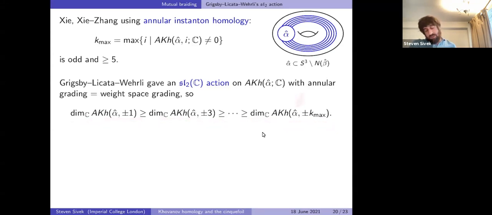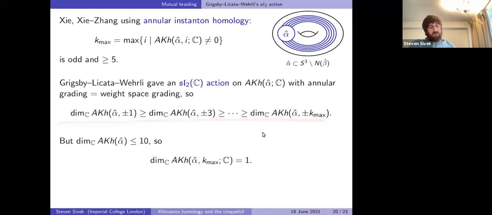We know the last one is at least 1 and that the grading is at least 5. And so just putting that together, even if it was as small as possible, namely 5, and all of these groups were one-dimensional, then that's all right. But if this dimension were at least 2, then the total dimension, just by this trapezoidal rule, would have to be bigger than 10, which we know is false. So that says that annular Khovanov homology in the top grading, corresponding to the winding around the torus, is 1.